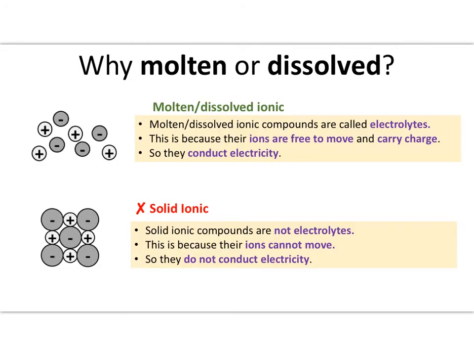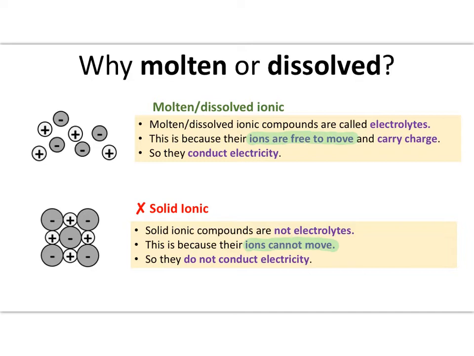Okay, so what it really boils down to is the fact that if we are to split our ionic compound, which is made up of different ions, then we need to be able to separate those ions, and therefore they need to be free to move. So in molten or dissolved form, ions are free to move. In a solid, they're not free to move. They're in a lattice structure. They're held together by strong electrostatic forces of attraction.